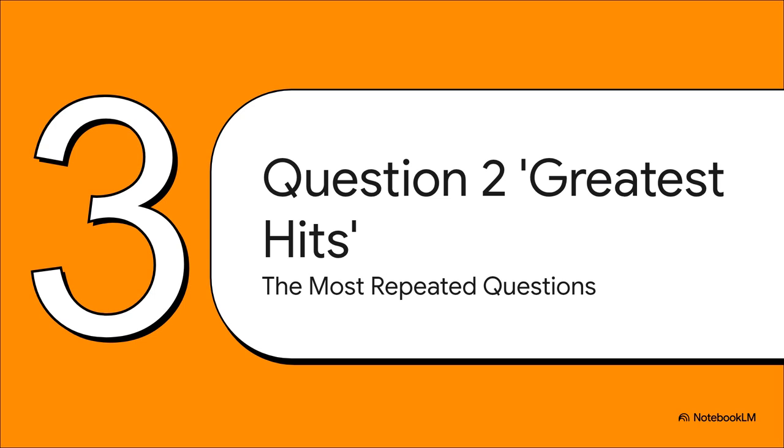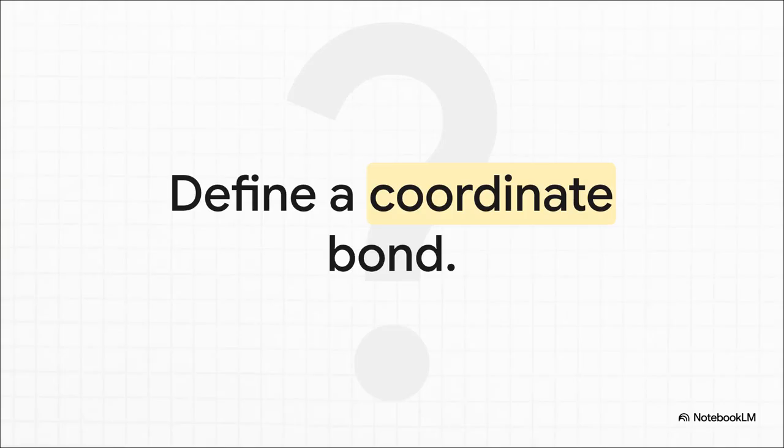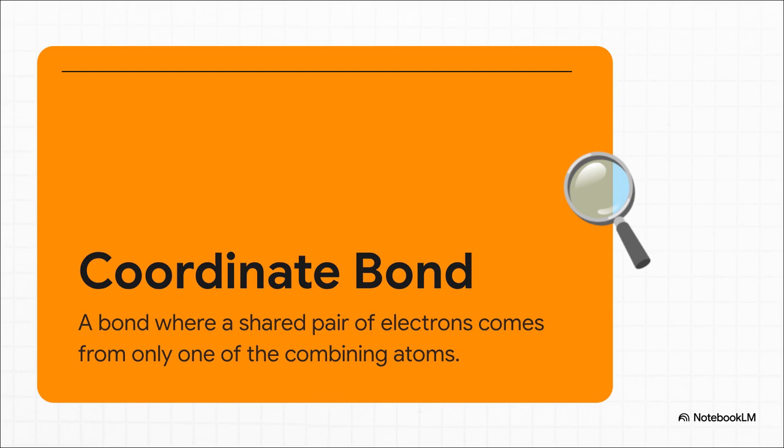Let's take a look at some of these chart toppers. Here is an absolute classic. Define a coordinate bond. It's simple, it's direct, and it is a guaranteed mark if you just know the precise definition. Seriously, in our analysis, some version of this question has appeared in pretty much every paper we looked at. And here is the exact answer that gets you full marks. The keywords here are everything. It's a shared pair of electrons where both electrons come from only one of the atoms. If you get those key phrases in there, you've nailed it.